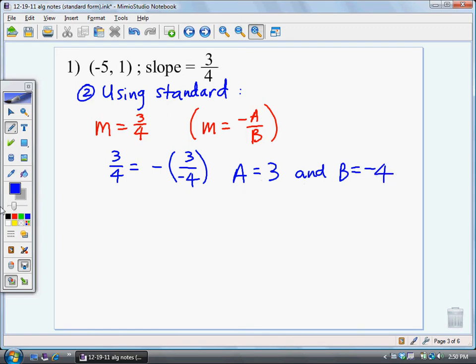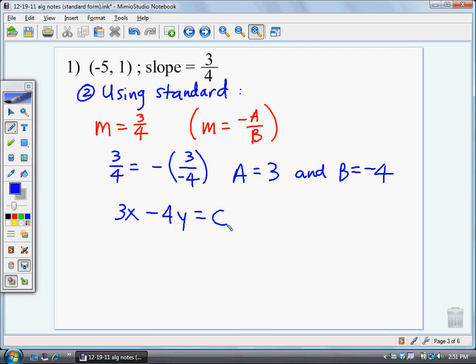Right, what I generally do is anytime the slope is positive, I make my b value or my coefficient of y negative, and I make my a value or coefficient of x positive. You can switch that around, as you'll see at the end. You'll get different answers. So now what I have is 3x, because 3 is a, plus b, minus 4y. Okay, since b is negative, I have minus, and that equals c.